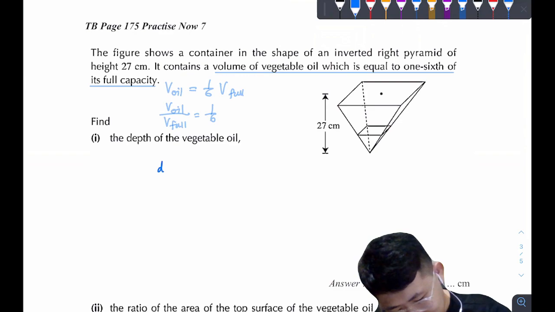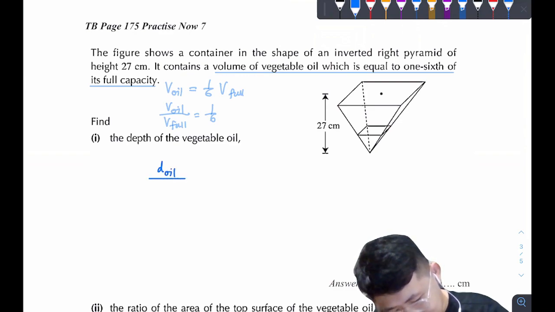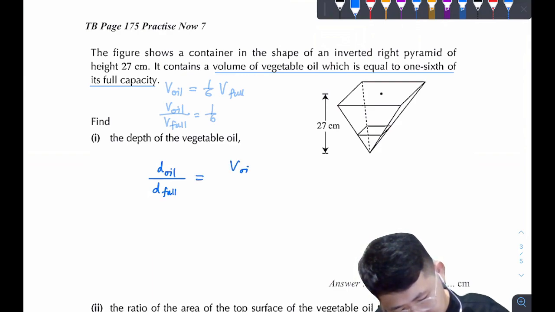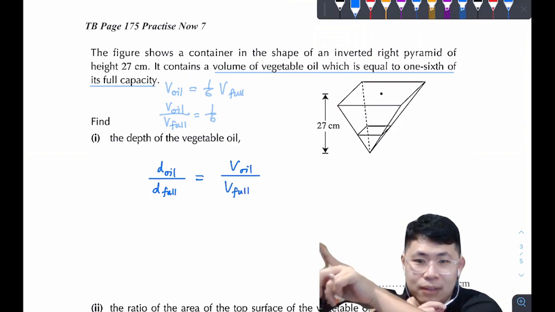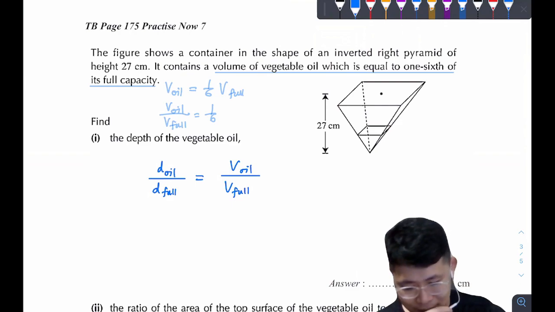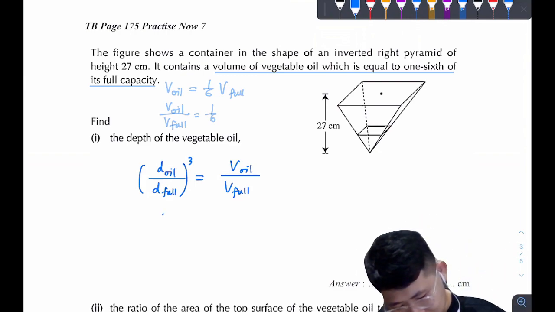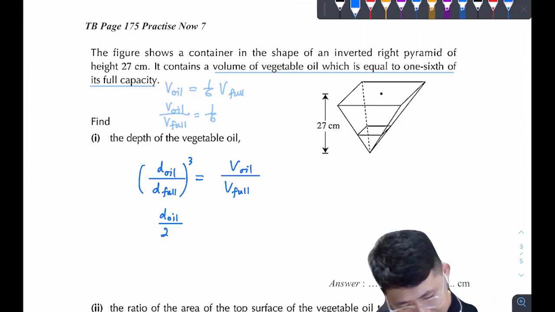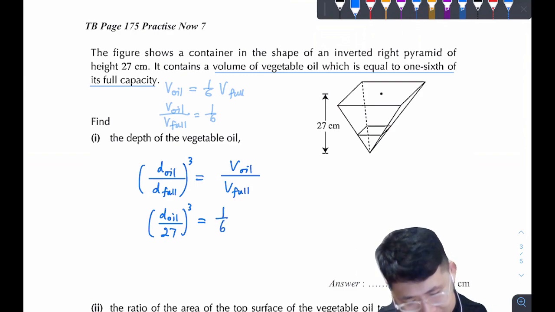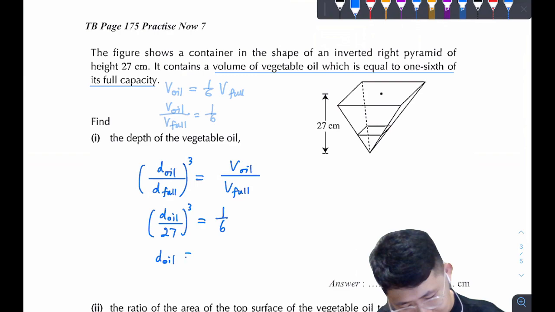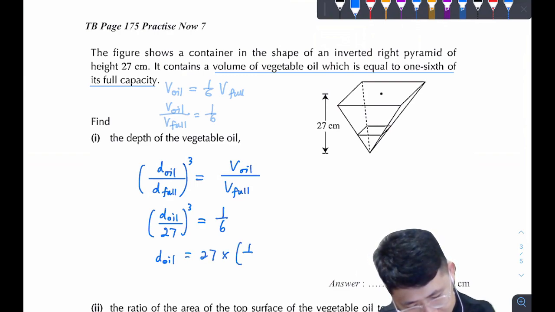Sure. So the depth of the oil, when we divide by the depth of the full thing, is going to be equal to the volume of the oil over the volume of the full thing, correct? But the depth is a one-dimensional length, so we need to cube this. Volume is three-dimensional, so it's fine on its own. So the depth of the oil over the full thing is 27, cubed, equals V oil over, so this will be 1/6. So the depth of the oil is 27 times the cube root of 1/6.